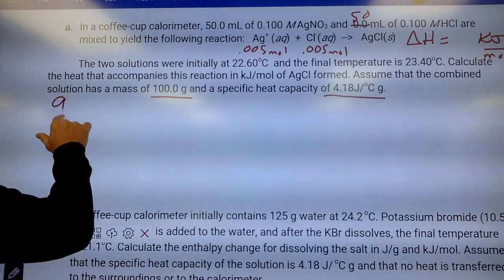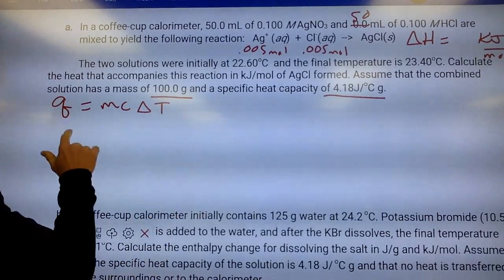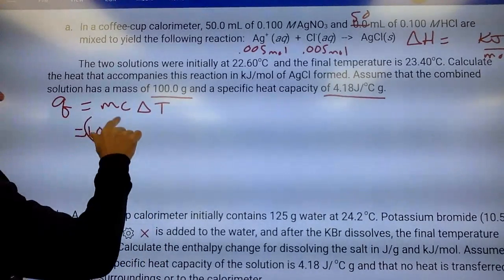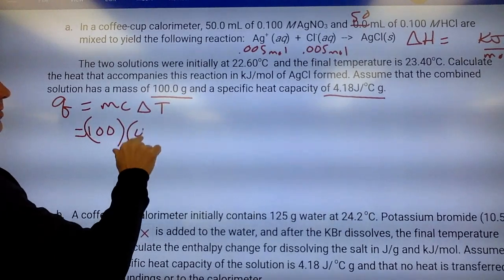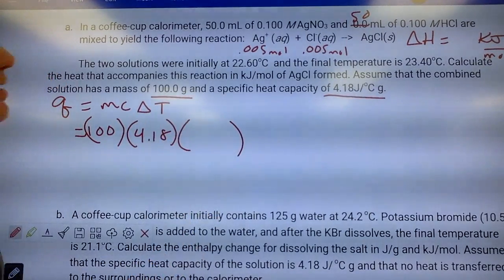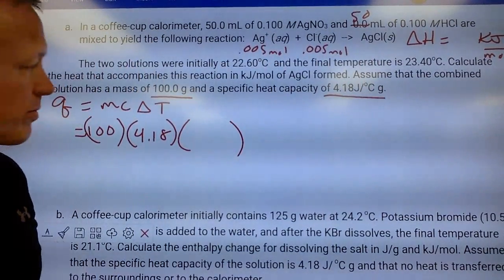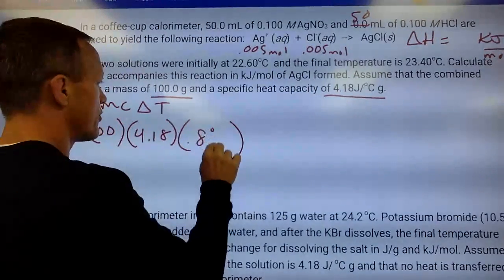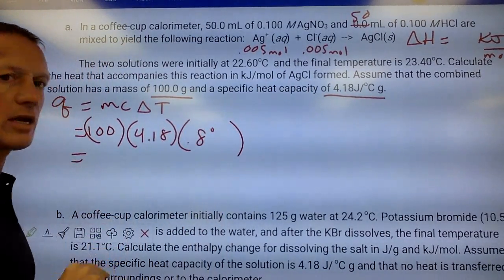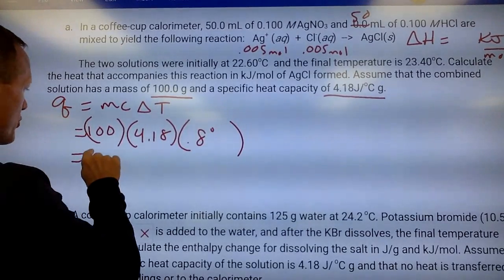So we can do a little Q equals MC delta T initially. So our mass, 100 grams of our solution. Specific heat is 4.18, and our change in temperature would be 23.4 minus 22.6, which is 0.8 degrees. And remember that will be in joules. It's 334.4 joules.